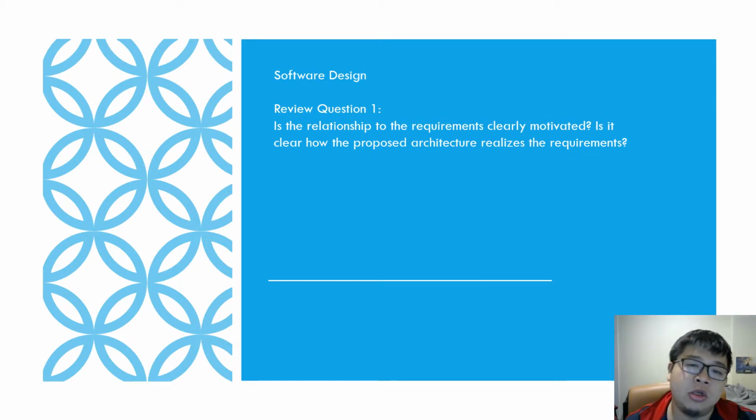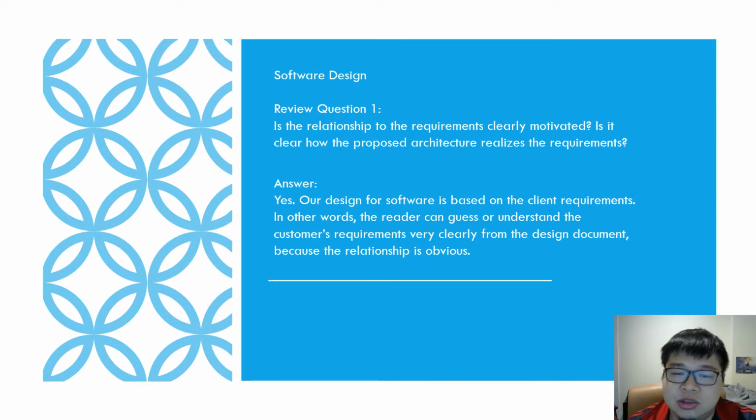Let's talk about the software design. The first question is, is the relationship to the requirements clearly motivated? Is it clear how the proposed architecture realizes the requirements? After checking the document, I found that the answer is yes. Our design for software is based on the client requirements. In other words, the readers can understand the customer's requests very clearly from the design document, which means the relationship is obvious.